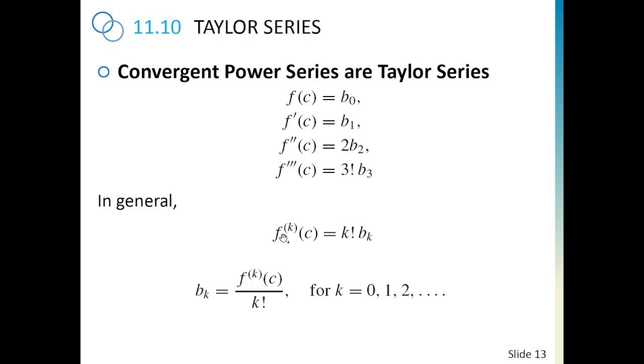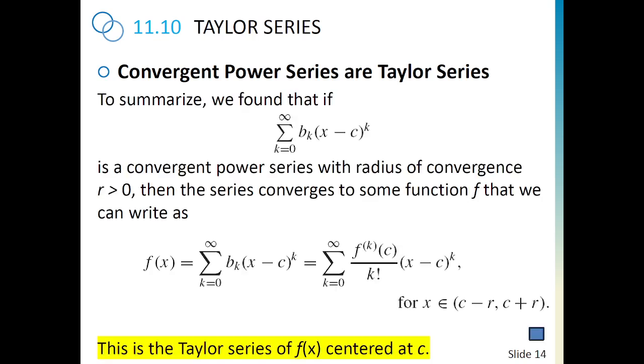If I take the kth derivative and evaluate it at c, I'll get k factorial times bk. So from here I can find bk by dividing both sides by k factorial. So that's how we got the coefficient in the Taylor series. If you remember, the coefficient in the Taylor series is this part here. So that's how naturally it comes.